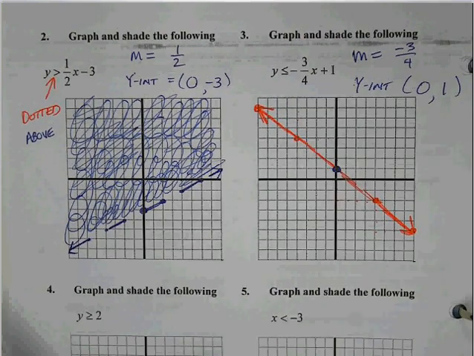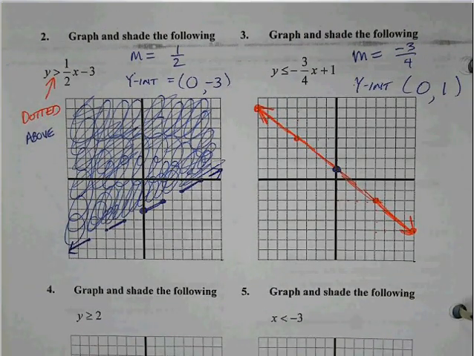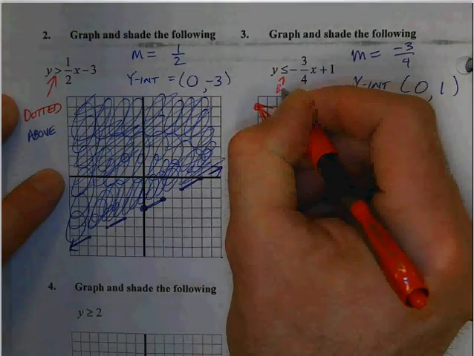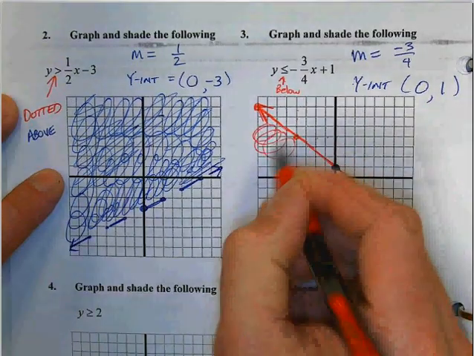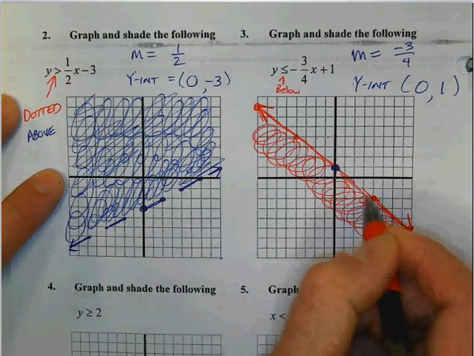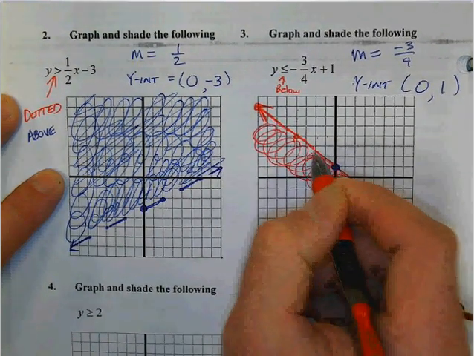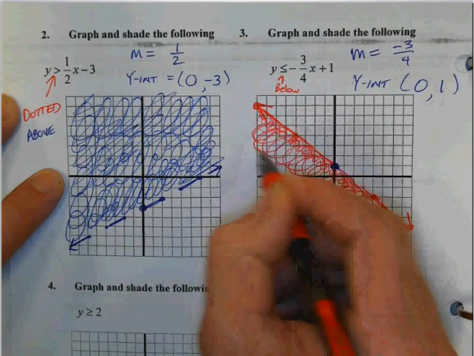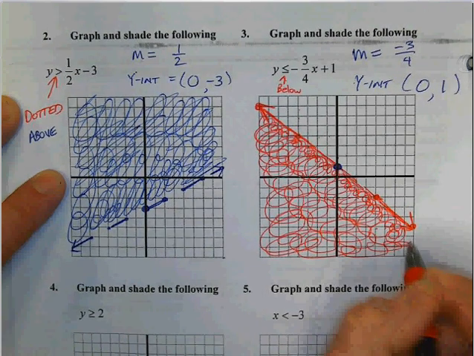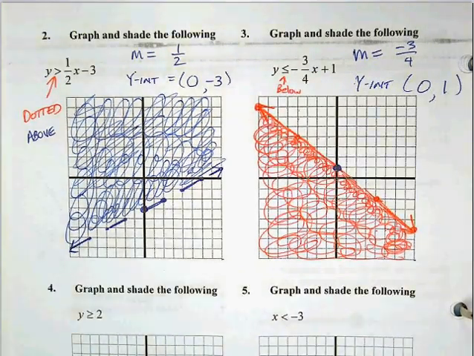Who feels they know how to shade? Kyle? You would shade below. Why do you say below? Because y is less than. Okay, so shade below. Can I touch the line? Yes, I can touch the line, so go all the way up and touch that line. Obviously don't go across it though. There we go. All right, Luke did a nice job last time.